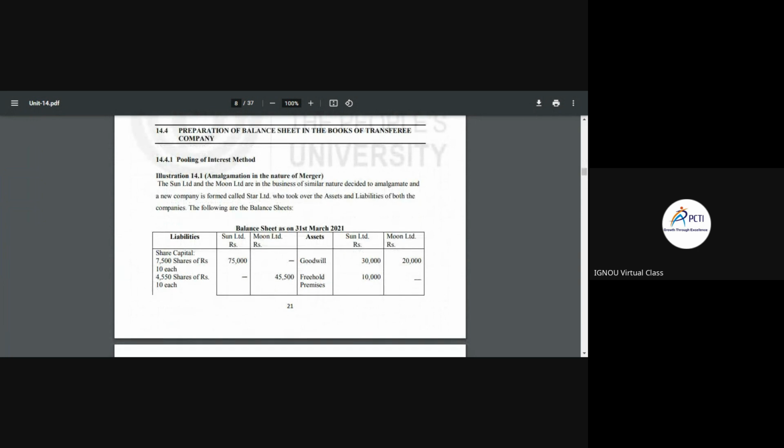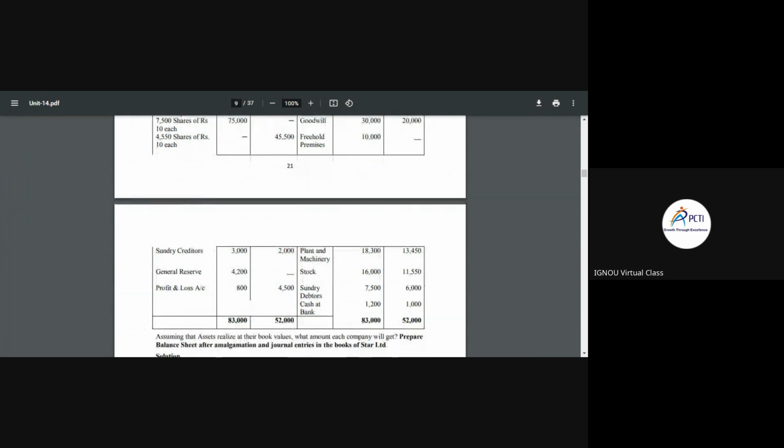Now we need to see the balance sheets of two companies and how we can consolidate them into one. First of all, the method which we are using will be the pooling of interest method. The illustration given to us is: Sun Limited and Moon Limited are in business of similar nature, decided to amalgamate, and a new company is formed called Star Limited, which took over the assets and liabilities of both the companies. The following are the balance sheets.